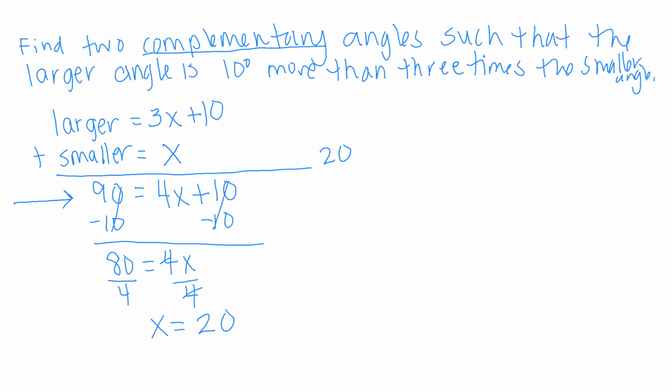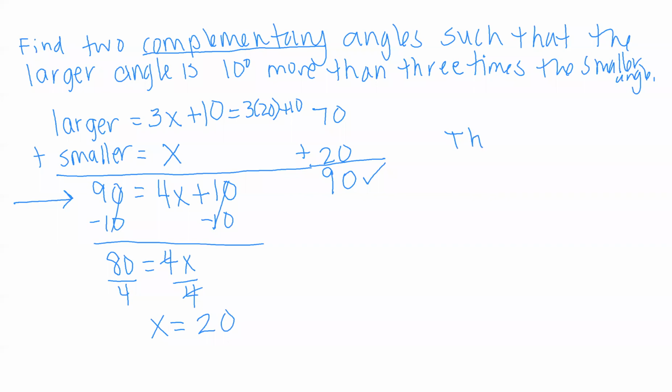Okay, so we want to double check the larger angle. So we want to take 3 times the smaller angle of 20. We want to add 10. Well, 3 times 20 is 60, right? And then if I add 10, that's 70. So I have degrees of 70 and 20. Let's add them up, make sure it adds up to 90. It does. Everything checks out beautifully.